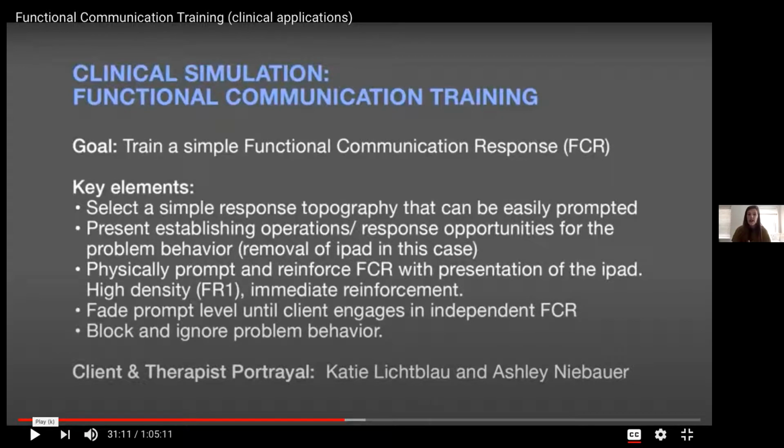They're going to go ahead and physically prompt the student to touch the picture card on a one-to-one schedule of reinforcement. So you touch, I give you the iPad. You touch it, I give you the iPad. And then we're going to start fading that prompt level, which you all typically do in the classroom when you're using prompting. And then all problem behavior is going to be either blocked or ignored because we're putting it on extinction. So we're withholding the reinforcement for that problem behavior.